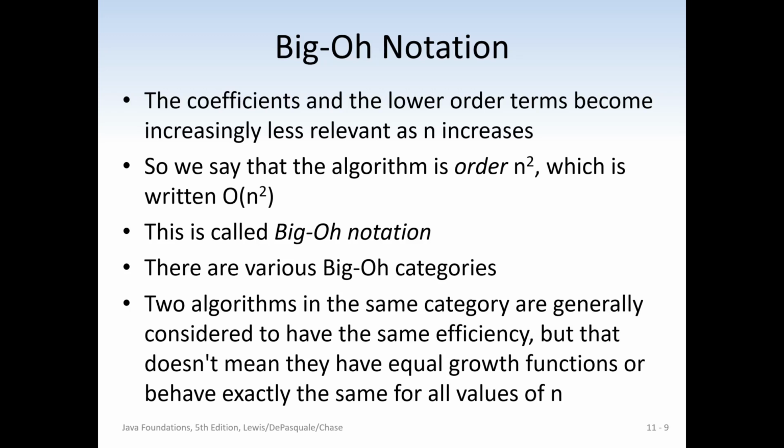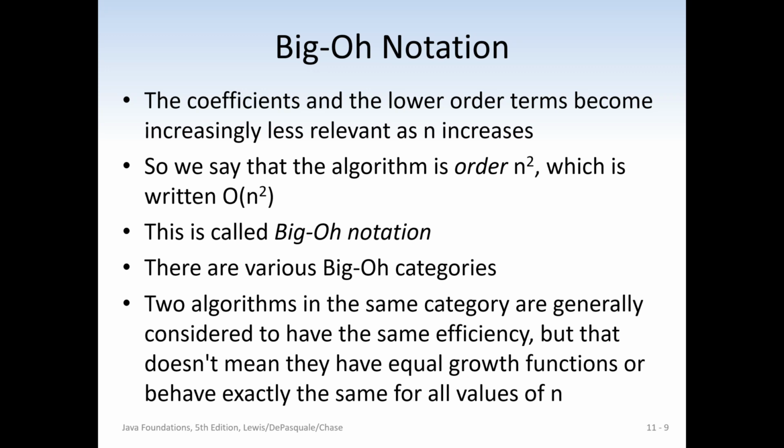We talked about looking at how things grow and how we only really cared about the dominant term in the functions that we're looking at. So we're going to make this a little more formal. Well, not really formal, but we're going to use a notation called big O notation. We know that the coefficients and the lower order terms don't really matter as n increases. They just become unimportant. So in the case of the one that we were looking at before, we're going to say that the algorithm is order n squared.